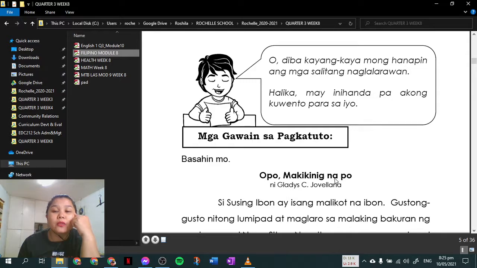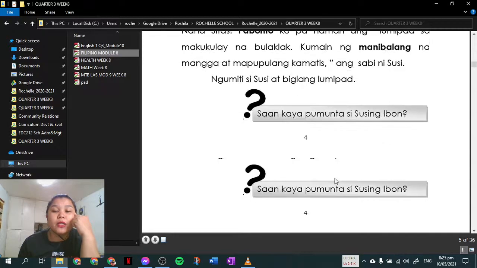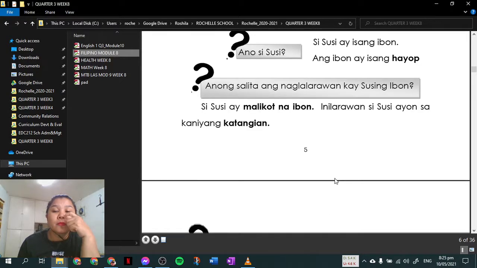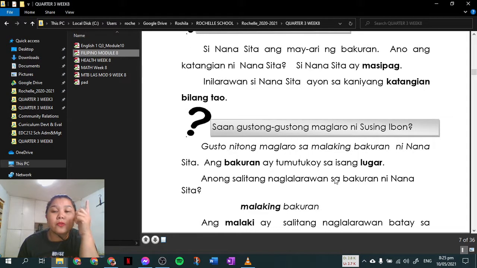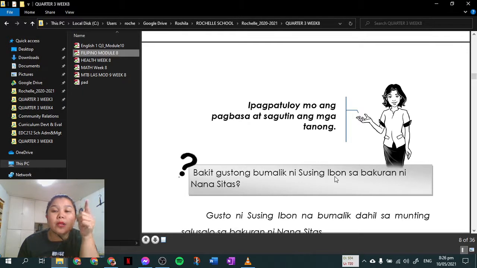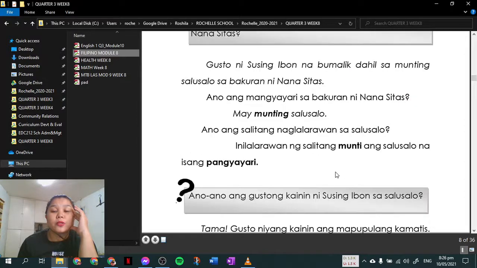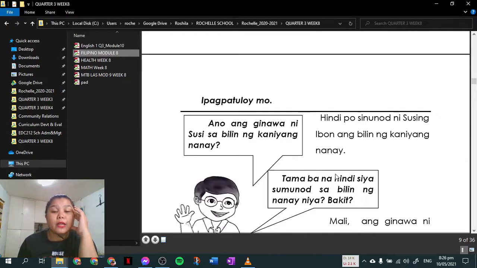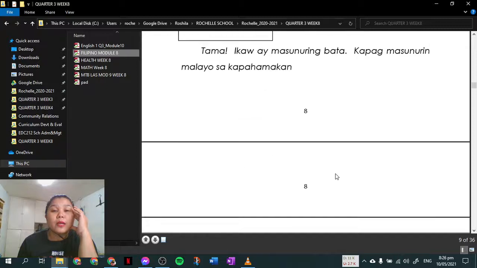Sunod, mga gawain sa pagkatuto, beginning with a story. Tapos may answer and question. And then, continuation of the story. So, mostly, under this part, may question, and then there's already answers. There's already answer for each question. So, hoping that you also have the same or similar answer to that. So, medyo mahaba-haba ito.